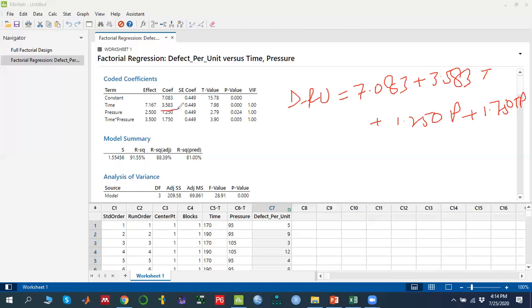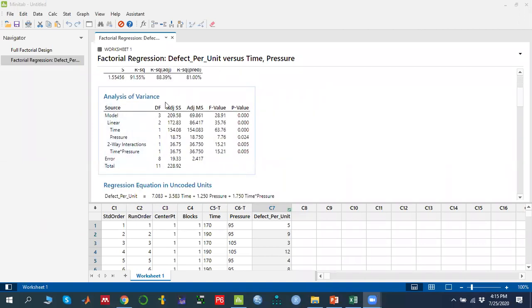So all have positive coefficients, which indicates they have a positive effect. If we start increasing the time from 170 to 190 to 200, that means as the time increases, the defect rate will start increasing. They have a positive effect. Similarly, pressure also has a positive effect. If we increase the pressure, it will start increasing the defect per unit. Similarly, the interaction, if its value is increasing, has a positive effect on the defect per unit, right?